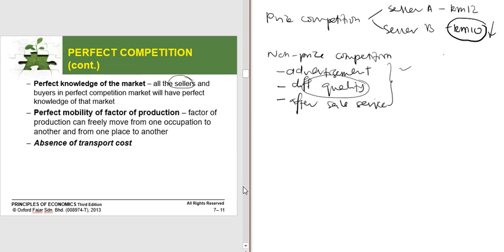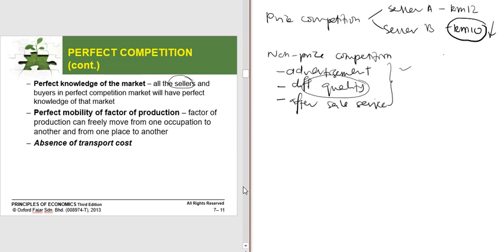For example, in terms of labor, let's say if you are a labor, and in the beginning you work with seller A, but now you can easily move from seller A to seller B. There is no permit required. There is no restriction in terms of salary and so on.